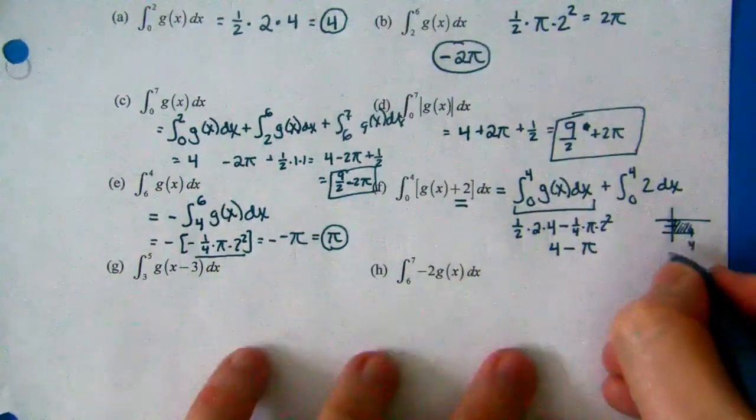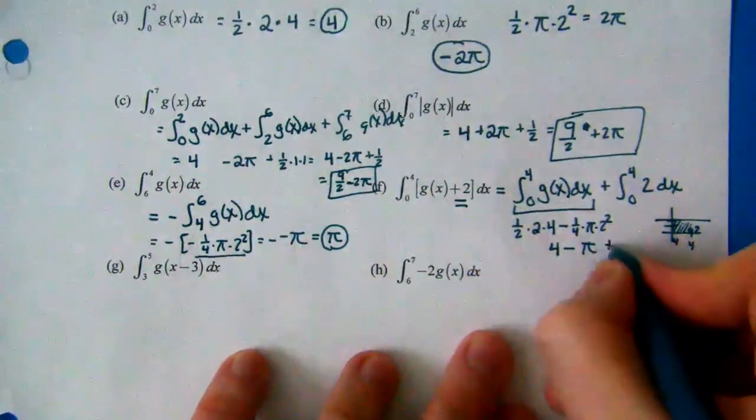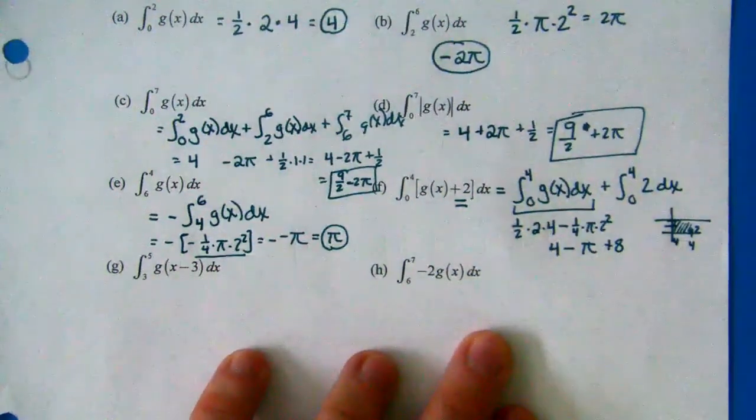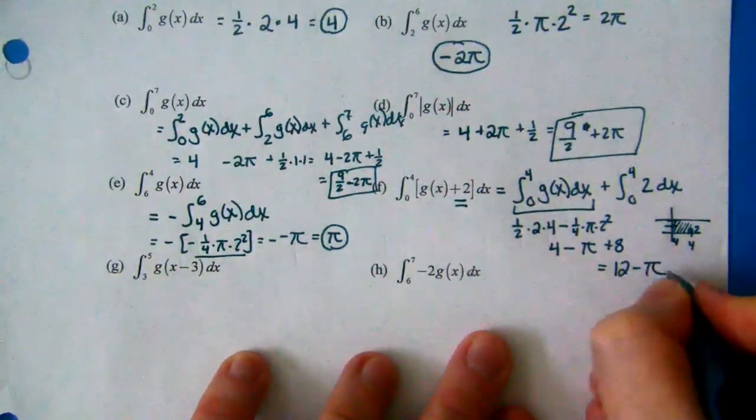That's a rectangle. Base is 4. Height is 2. You should get 4 times 2. You should get 8. Your final answer to this problem is going to be 12 minus pi.